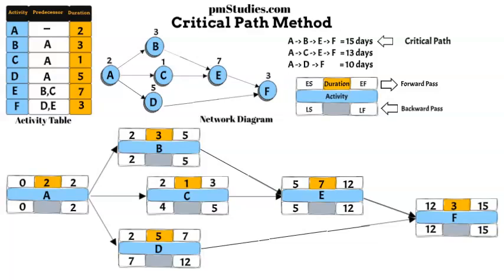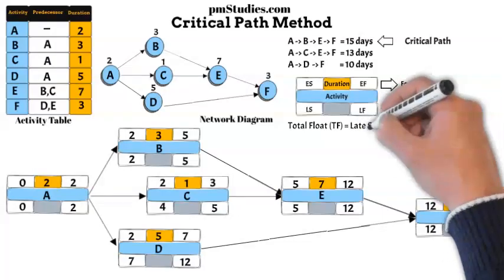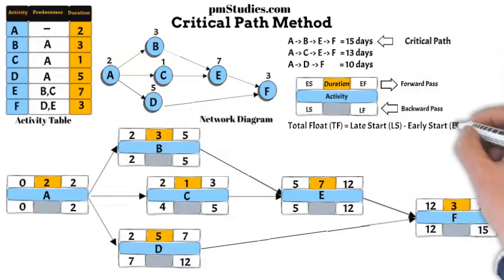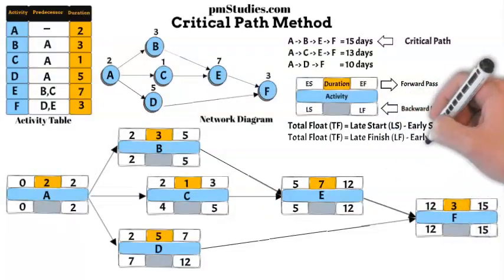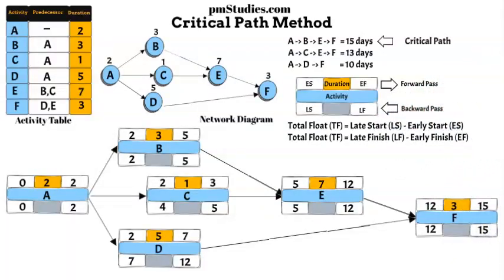The next step is to calculate the total float, also sometimes called the total slack. It is the maximum amount of time an activity can be delayed from its early start, ES, without delaying the project's overall completion date. Total float can be calculated using either of these two formulas: total float equals late start, LS, minus early start, ES, or total float equals late finish, LF, minus early finish, EF. Both formulas will provide the same answer.